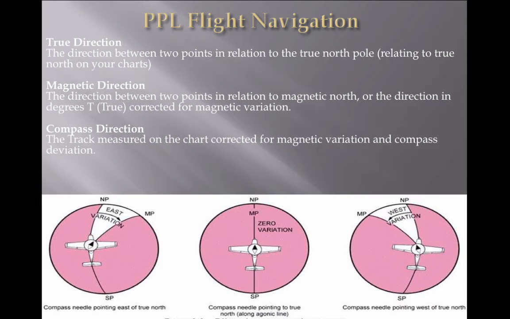True direction is defined as the direction between two points in relation to true north. Magnetic direction is the direction between two points in relation to magnetic north, or the direction in degrees true corrected for magnetic variation. And we'll get on to magnetic variation in the next couple of slides. Compass direction is the track measured on our charts corrected for magnetic variation and compass deviation. Compass deviation is in reference to the compass deviation charts in your cockpit that reference the compass that is in that cockpit only.